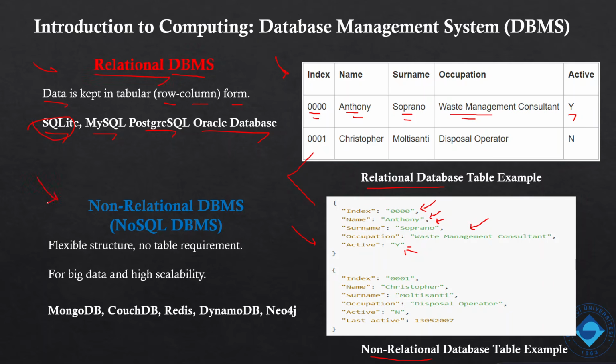This one is out of the scope of this lecture, but it is better to give some information about it. It has a flexible structure and no table requirements. It may be useful for big data and high scalability. And some of the best-known database management systems in this part are MongoDB, CouchDB, Redis, DynamoDB, and others.